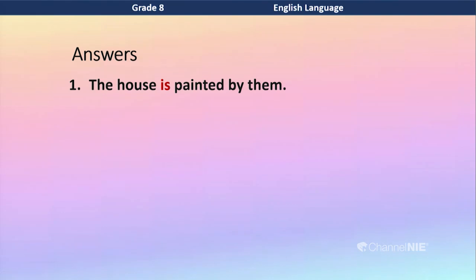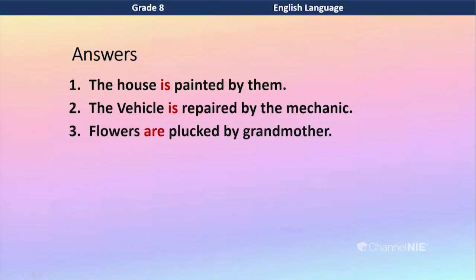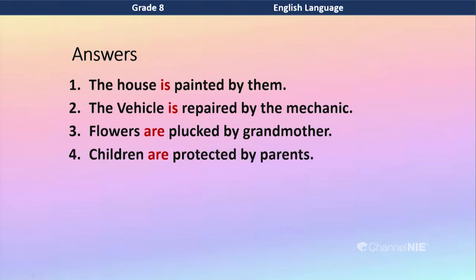The house is painted by them. The vehicle is repaired by the mechanic. Flowers are plucked by grandmother. Children are protected by parents. I am helped by the teacher. So, you can see is, are and am are used in this.